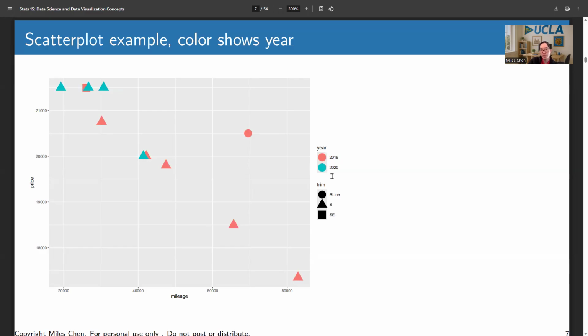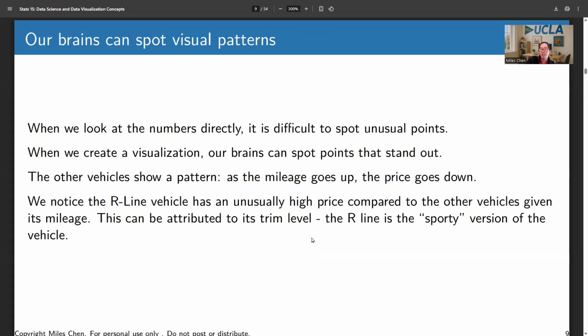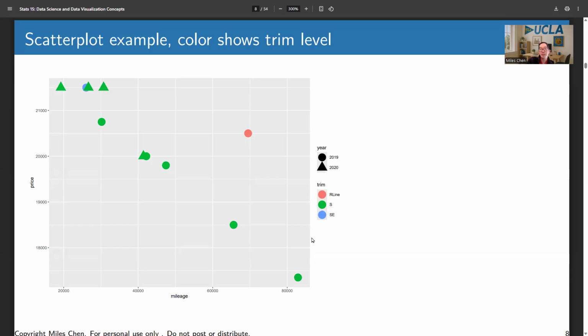If I swap year and trim, so that trim is color and year is shape, we notice a bit of a pattern. Here I said let's color S line in green and the SE in blue. We see there's actually only one SE. And this one dot is the only dot that's red, and that is the R line. The R line is the high performance sporty version. I think it has extra horsepower and extra features that make it more of a high performance vehicle, and this explains why it stands out from everything else. In general, the more mileage driven on the car, the price goes down.